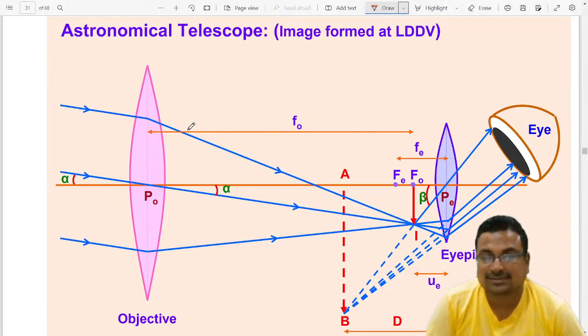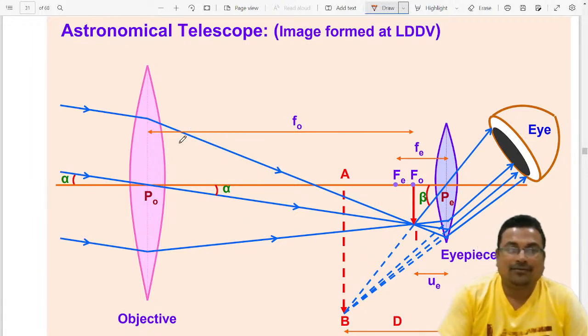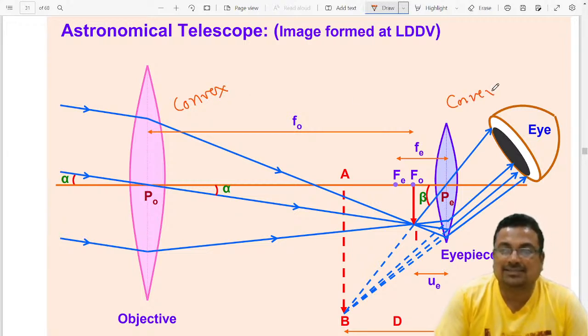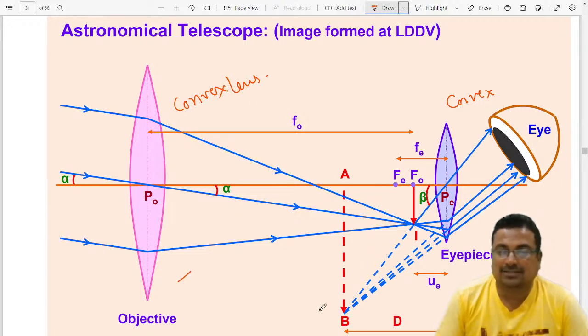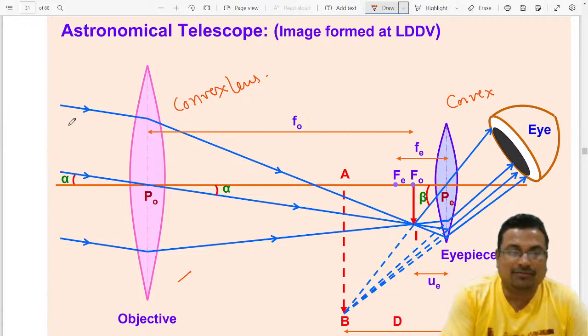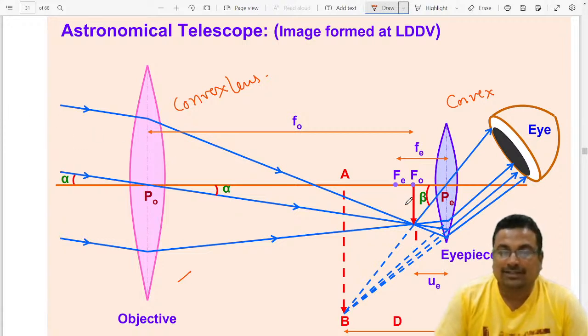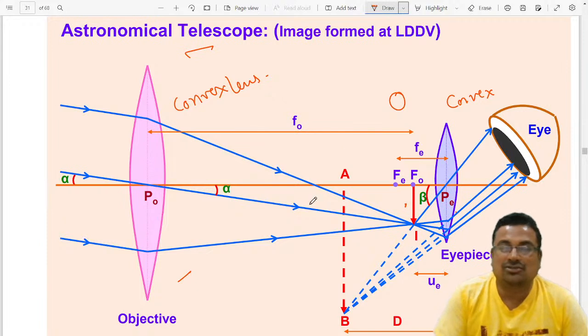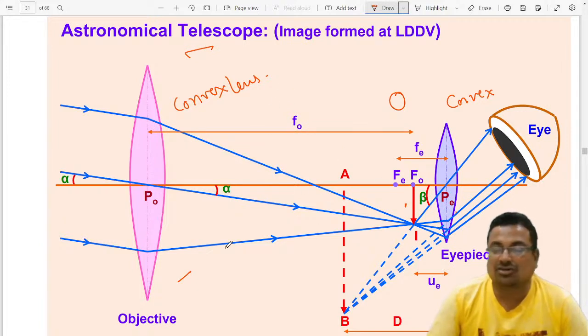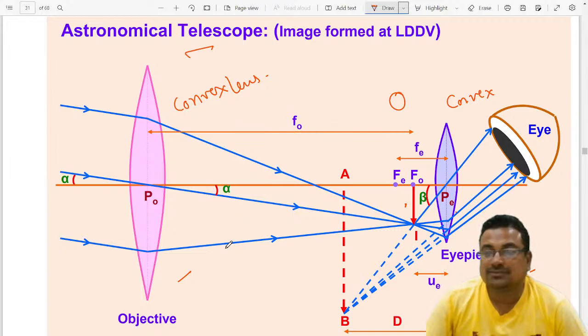So friends, here we have the convex lens and here is the convex lens. This is the objective, this is the eyepiece. The first light coming from infinity meets at a point. This image acts as an object for the second lens, the eyepiece. The rays after refraction pass through, giving the magnified image. So this is the function of the astronomical telescope.